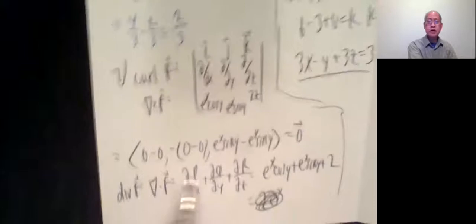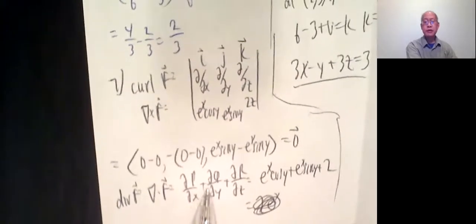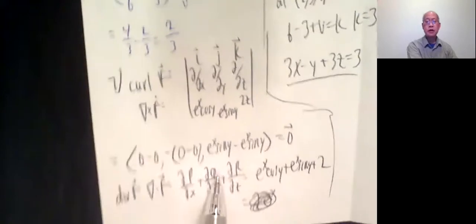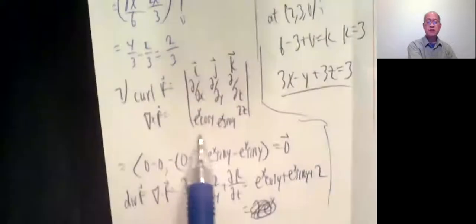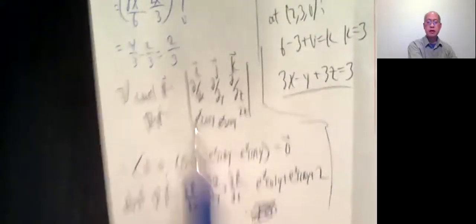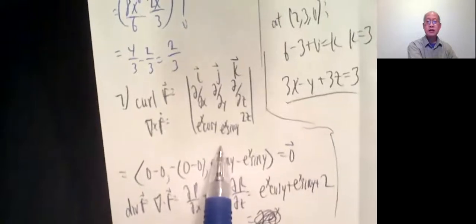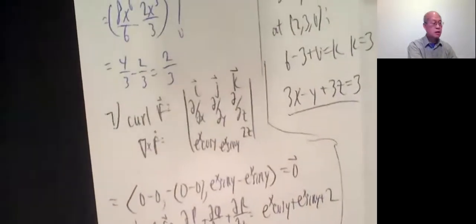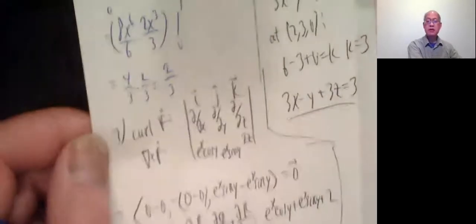The divergence, del dot f, by definition, is the partial of p with respect to x plus the partial of q with respect to y plus the partial of r with respect to z. Partial of p with respect to x is e to the x cosine y. Here's p, q, and r, so maybe just look over here. Plus the partial of q with respect to y, e to the x sine y, plus the partial with respect to z, which is 2.